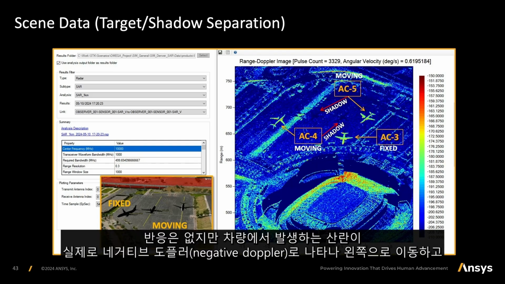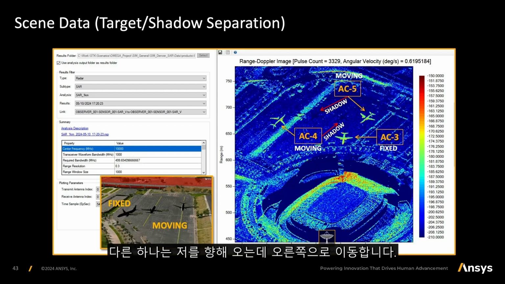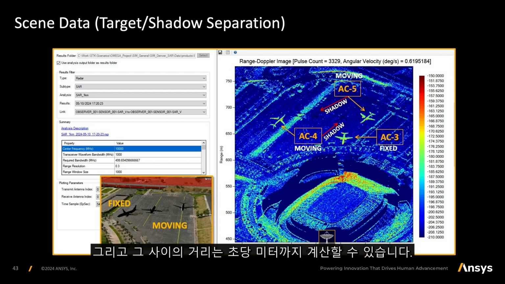There's no response. But the scattering coming off the vehicle actually has negative Doppler, and it moves it to the left. And the other one's coming towards me, positive. It's moving to the right. And the distance between those is the actual meters per second. Down the bottom, you can measure those, of how the energy comes towards that radar system. So you can actually calculate what that thing is doing on the ground. And we can do this in a video SAR mode. People talk about video SAR. Well, guess what? I can generate all the movies you want. It's very, very simple. So you'll be able to do it also.